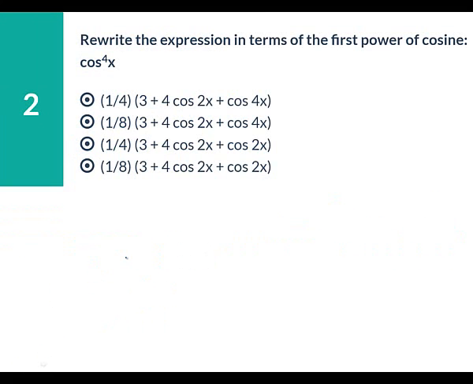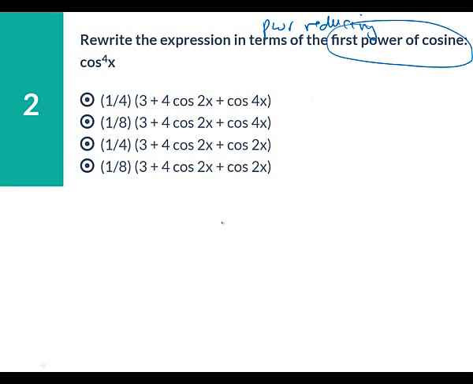Okay. All right. This one is probably the hardest problem on the test. Okay. It looks pretty simple to begin with, right? But look at where you got to go. You got to go from cosine to the fourth to one of those answers. Okay. It gives you a clue. It says first power of cosine. That means you need to use the power reducing identities.